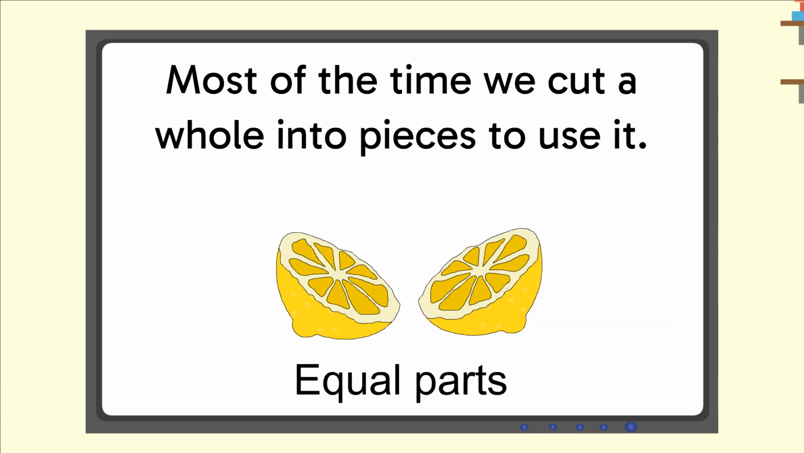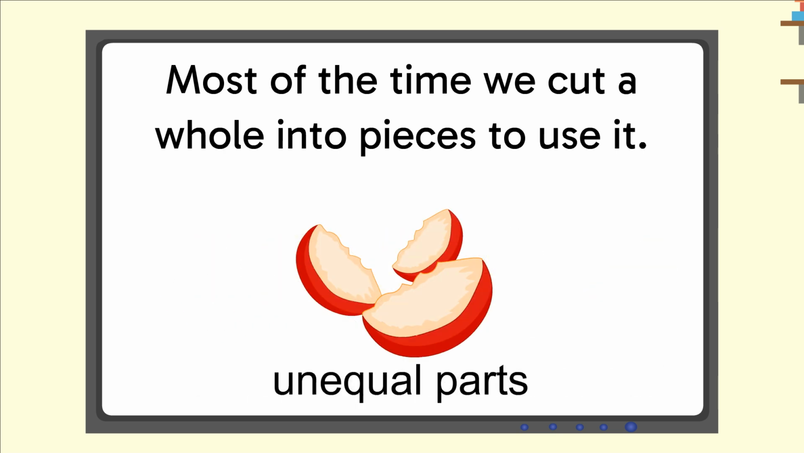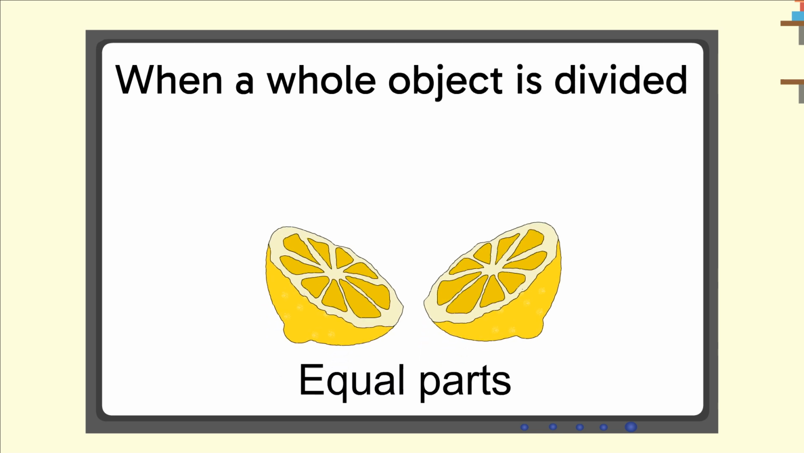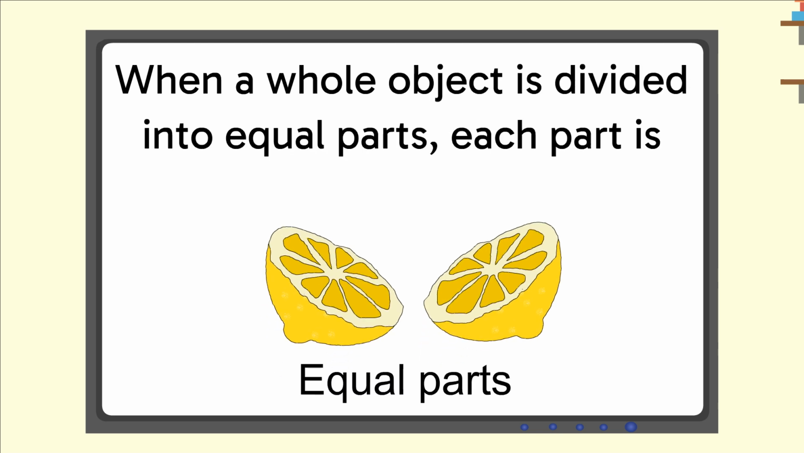Lemon is cut into equal parts. Apple is cut into unequal parts. When a whole object is divided into equal parts, each part is called a fraction.